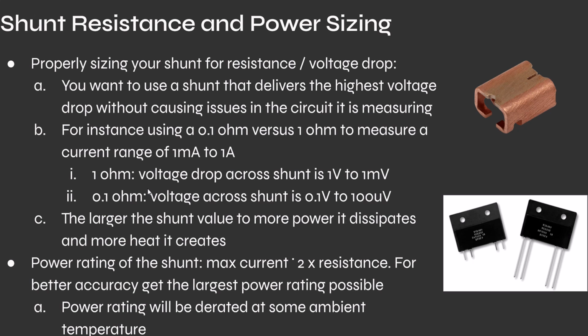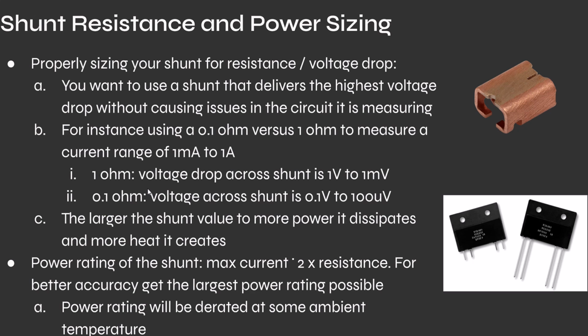But 1 volt is a lot. Let's say we're working with a 3.3 volt circuit, right? If we drop 1 volt across the shunt, that's probably going to cause some of the circuits or microcontrollers that are in that circuit to reset if we're dropping as much as 1 volt from a 3.3 volt bus.